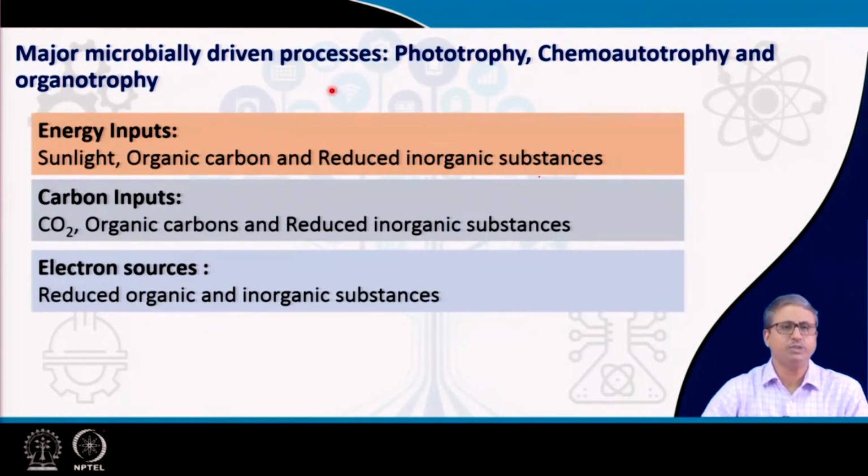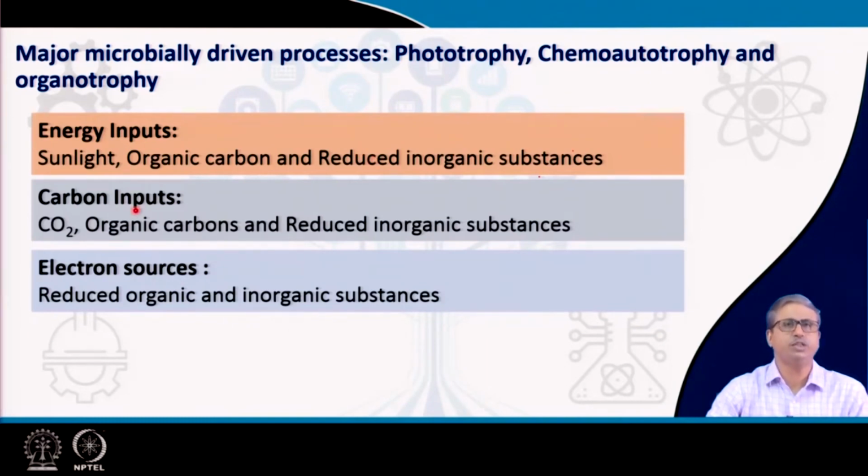Now, within each of these ecosystems, or in most of the ecosystems or most of the environments, whether it is a pristine environment or a contaminated environment, we see there are three important inputs or sources for driving the entire flow of nutrients and energy through microbially catalyzed reactions. So, first and foremost is the energy input. The energy may come from the sunlight, and it may come from the oxidation of organic matter and the oxidation of other reduced inorganic substances.